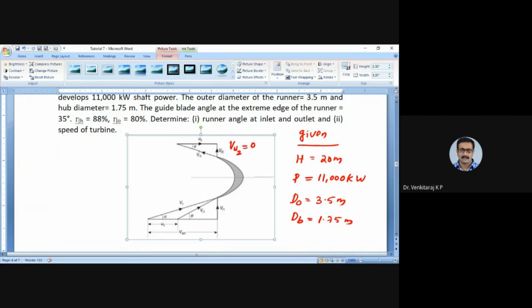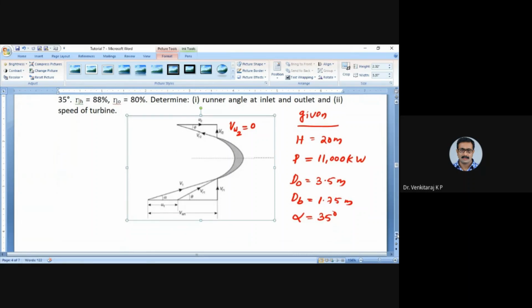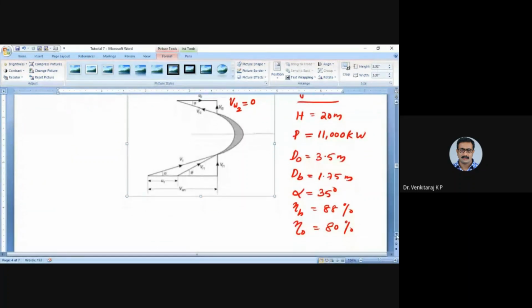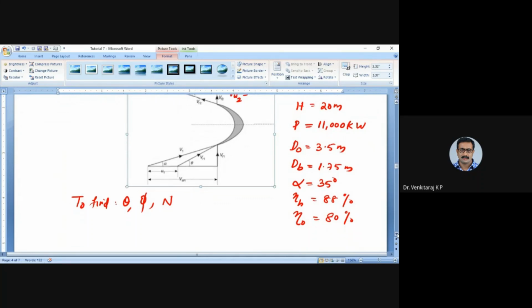Then the guide blade angle at extreme edge of the runner. That means at the inlet, the guide vane angle, which is alpha. So alpha is 35 degree. Then hydraulic efficiency, eta H, 88%. Overall efficiency 80%. So these are the known data in the problem, and they are asked to determine the vane angles at inlet and exit, that is theta and phi. So the inlet it is theta, exit it is phi, two angles. Then speed of the turbine is N. So these are the unknown data to be determined in the given problem.